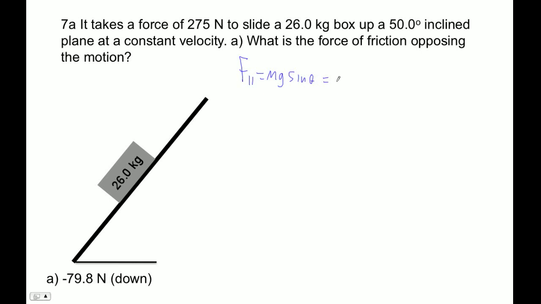Okay, so we're going to go 26 times 9.81 times sine of 50. So 26 times 9.81 times the sine of 50. Let's store that in A just for fun. I'm getting 195.387.